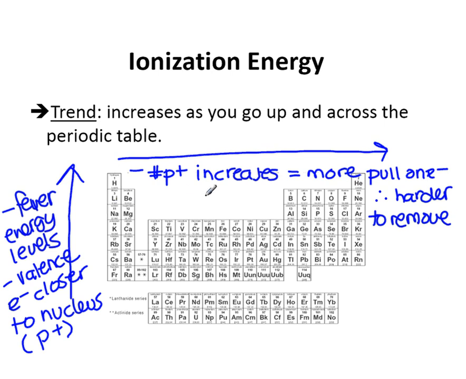So as you're going across, we're staying in the same energy level, but more protons. Over here, there's a lot more pulling the electrons. So if you're trying to remove it, it's going to take more energy to do that. So we're going to do another problem similar to the first, try and rank some elements in terms of ionization energy, and then explain why it's happening.